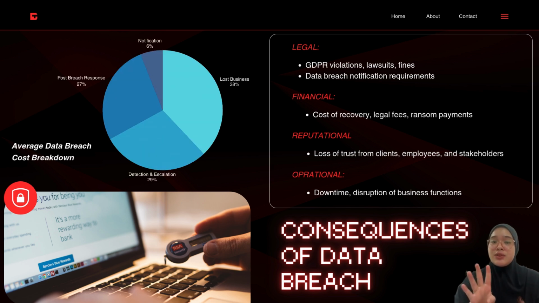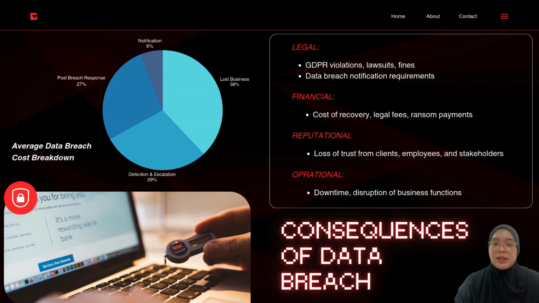What are the consequences of data breaches? There are at least four consequences. First, legal. There are penalties under laws like GDPR, PDPA, and local privacy acts, and mandatory notification within a specific time frame. This also means class action lawsuits from affected parties.